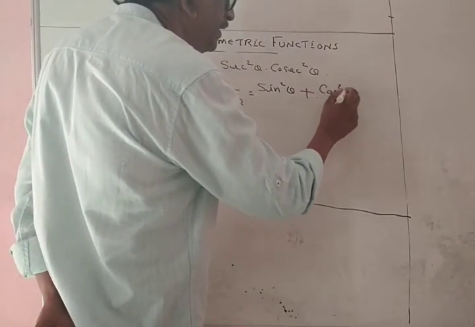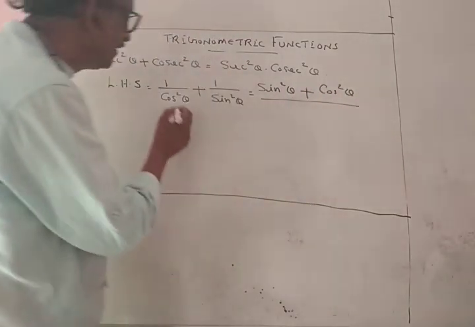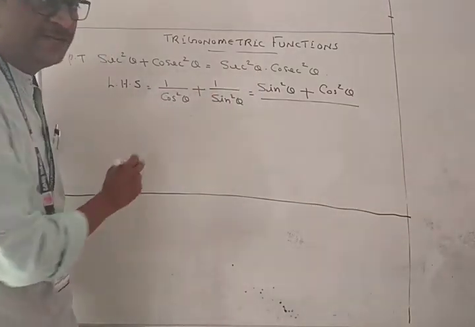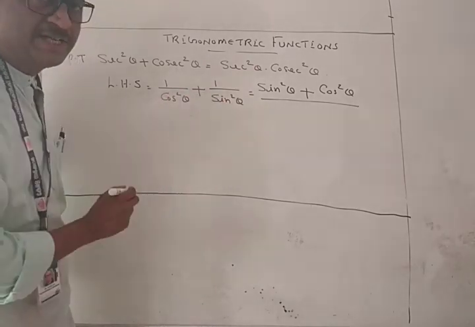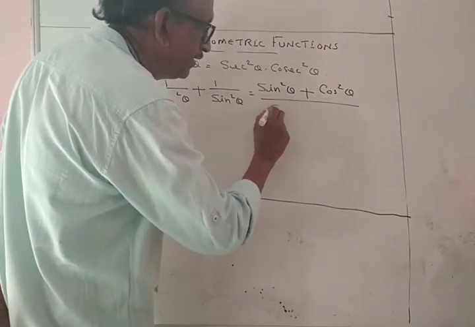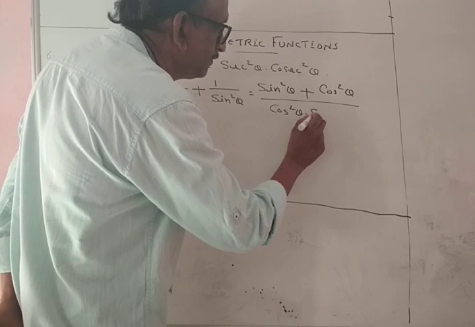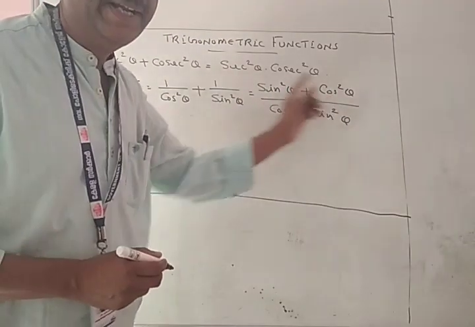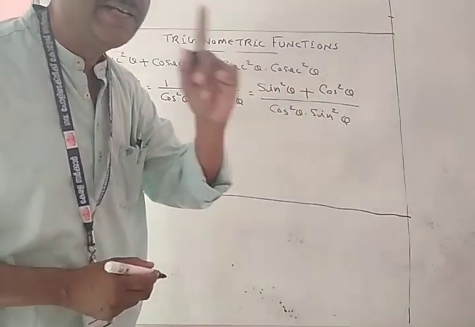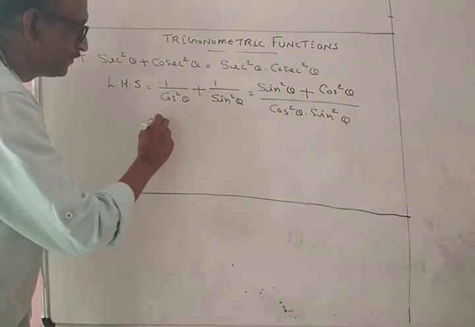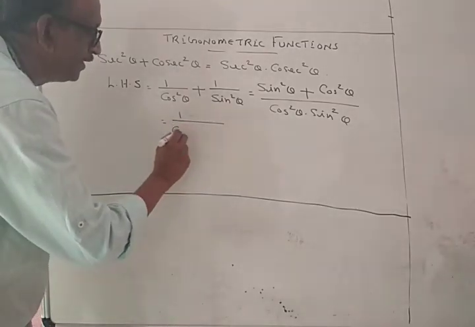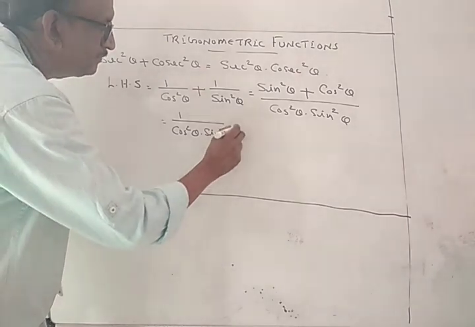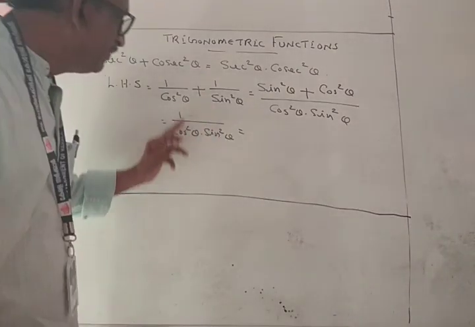Divided by the product of the denominators. Denominator cos squared theta sin squared theta, therefore cos squared theta into sin squared theta. This is the first identity. Sin squared theta plus cos squared theta is equal to 1, by cos squared theta into sin squared theta.